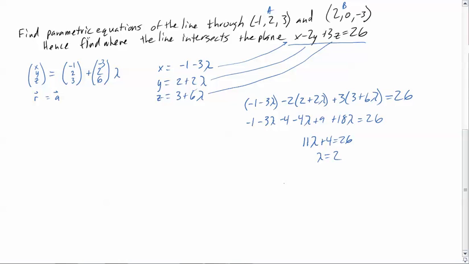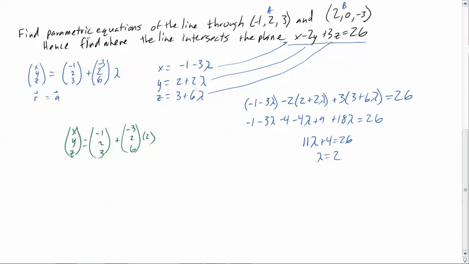Now I'm not quite done yet, because I need to take lambda equals 2 and find where the line intersects. I can put lambda equals 2 into either equation, but the easiest thing would be to put it straight into the equation for my line. So (x, y, z), which is some location on the line, equals (-1, 2, 3) plus lambda times (-3, 2, 6), and we put lambda equals 2 in. From there I should be able to get each of the points.